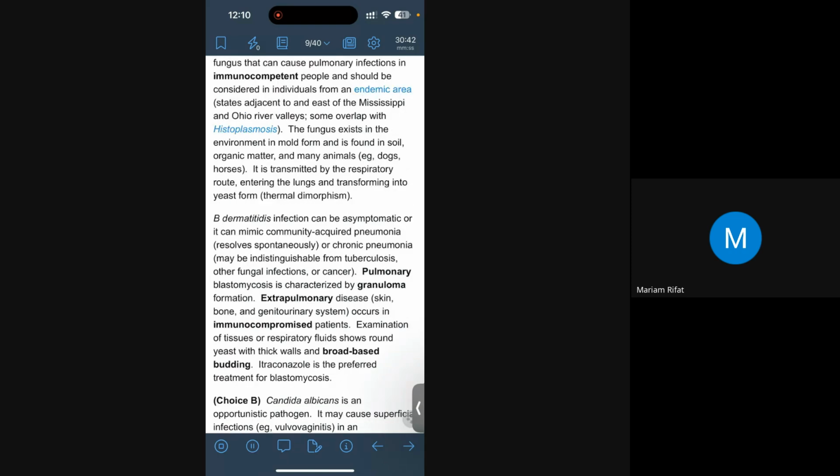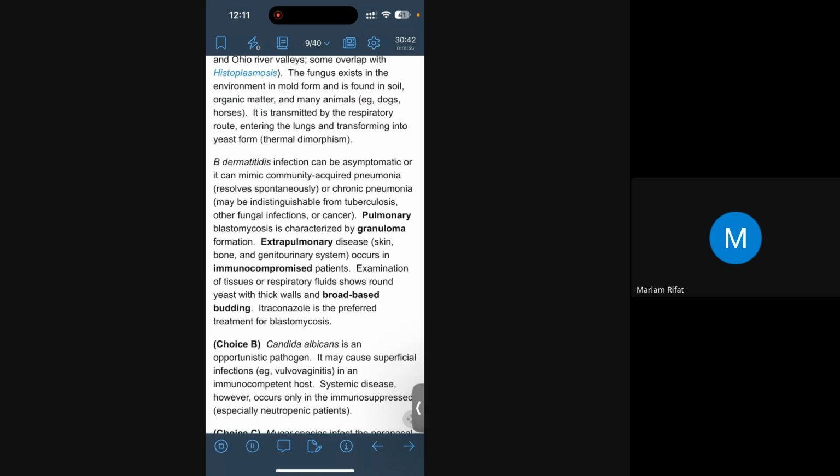Okay. In Mississippi, there is also Histoplasma. Mostly the infections are due to Histoplasma, but that is an area which overlaps between Blastomyces and Histoplasma.